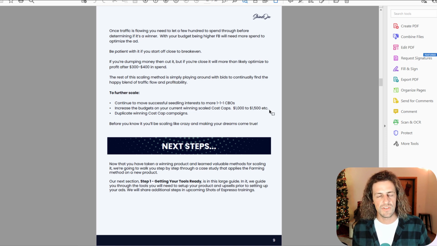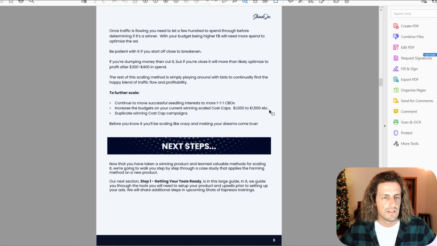And since you are setting it at a higher budget and Facebook is running its algorithm, sometimes you have to give it a few $100s to spend before determining if it's a winner or not. But yeah, Facebook will be optimizing, so be patient with the process. Even if you're close to break even early on, that's not necessarily a bad thing either. If you're dumping money, then cut it. But if you're close, it'll be more likely to optimize profit after 300 to 400 in spend. So typically give it at least a day to 3 days and see where you're at.